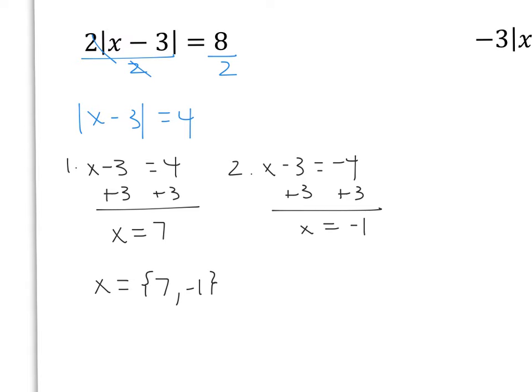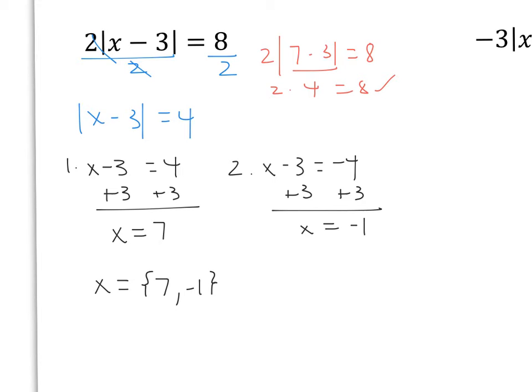So if I plug 7 back in, I have 2 times the absolute value of 7 minus 3, and that had better equal 8. Well, 7 minus 3 is 4, and the absolute value of 4 is 4. And 2 times 4 is 8, so we know we're correct.